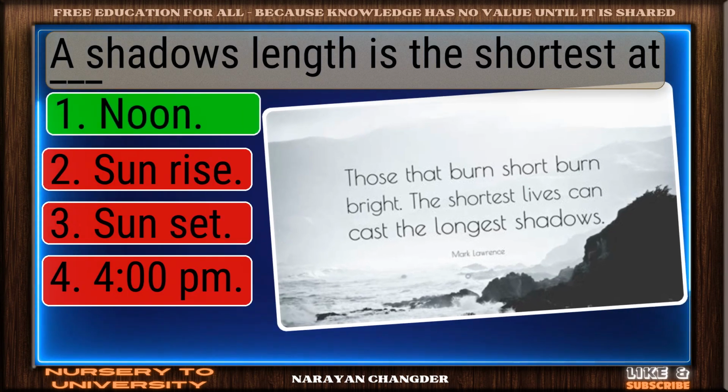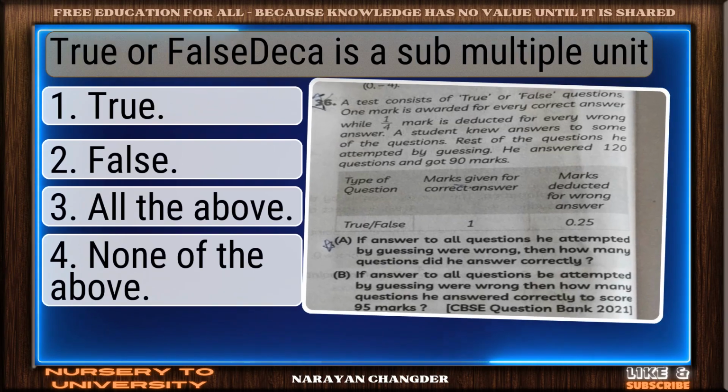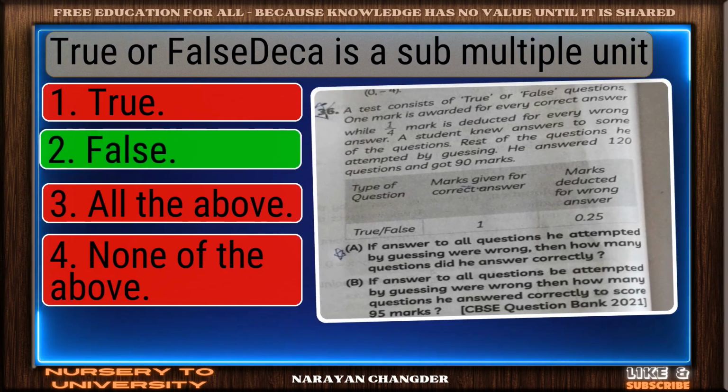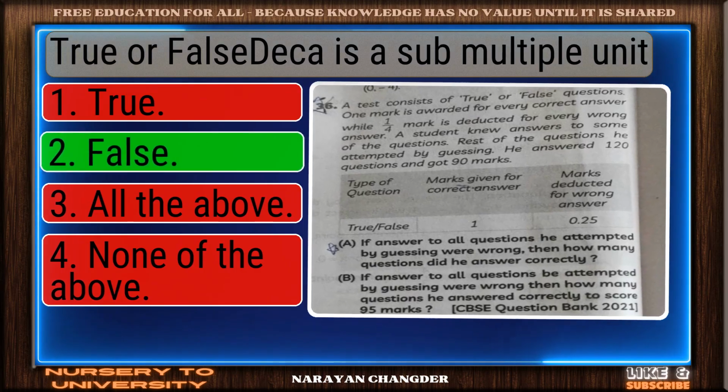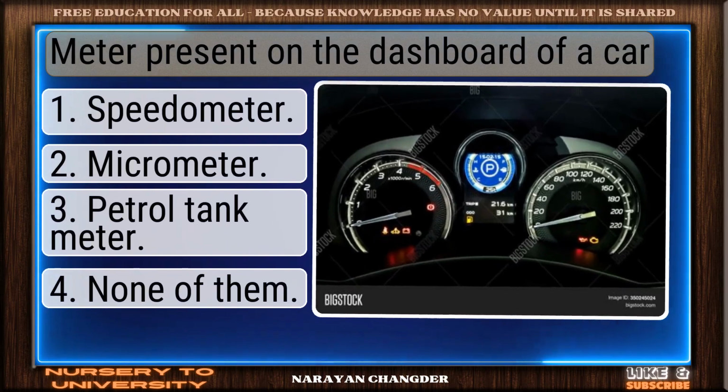You got it. Your choice, noon, is right. Question number 102. True or false, a deca is a submultiple unit? Smart move. False is an accurate answer. Question number 103. Meter present on the dashboard of a car?